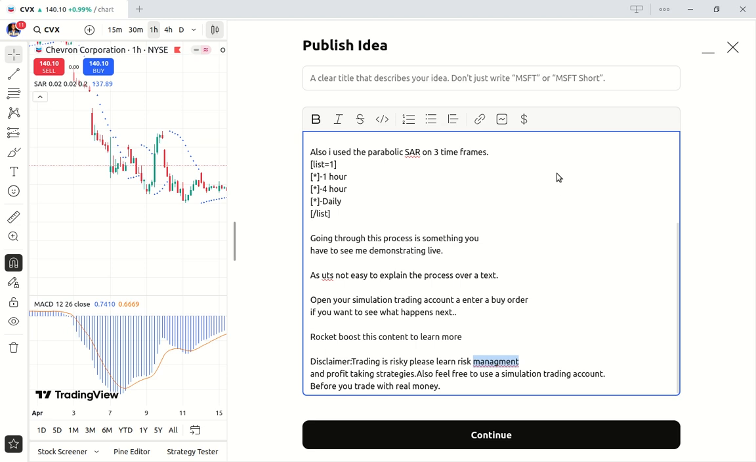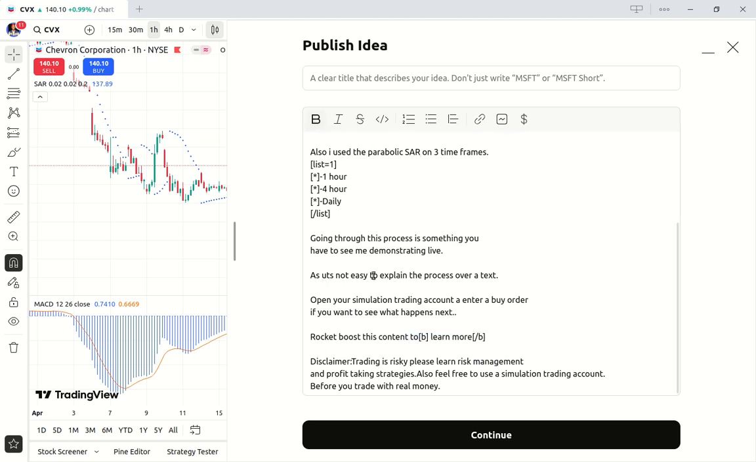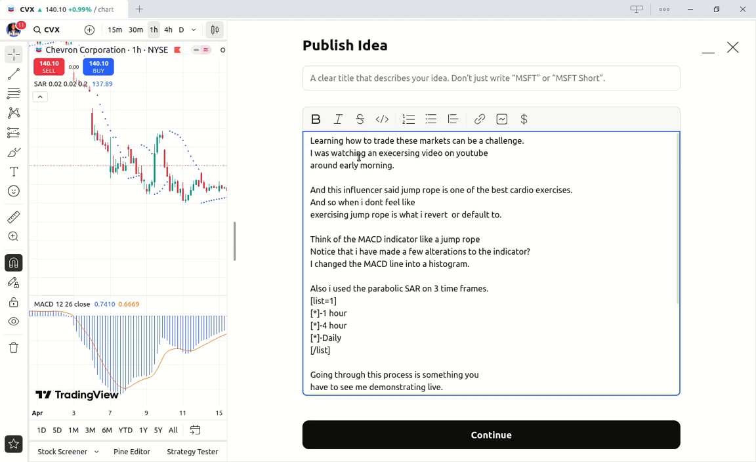So learning how to trade these markets can be a challenge. I was watching an exercising video on YouTube around early morning, and this influencer said jump rope is one of the best cardio exercises. And so when I don't feel like exercising, jump rope is what I revert or default to. Think of the MACD indicator like a jump rope. Okay.